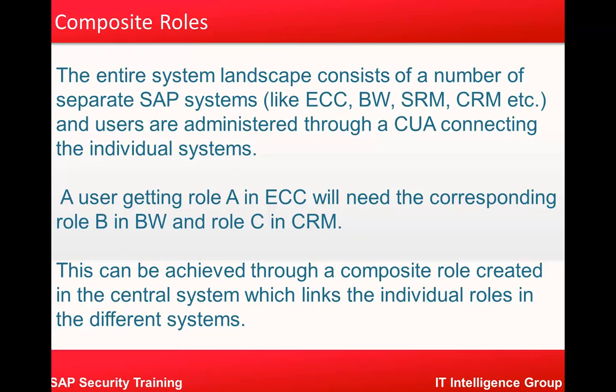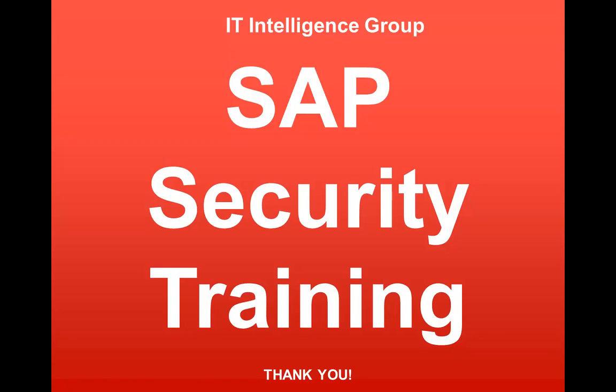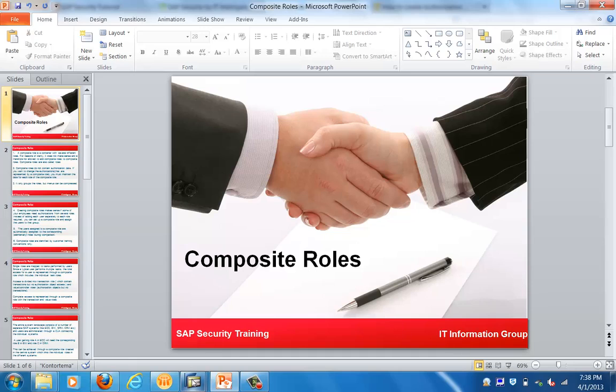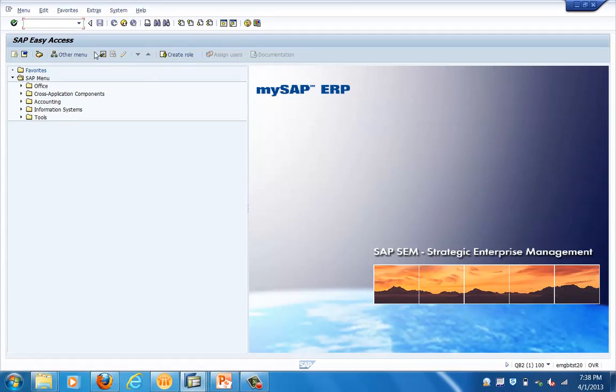So what we have seen is the entire system landscape consisting of a number of separate SAP systems. Basically you may have ECC system, BW system, SRM system, CRM, etc., and users are administered through a CUA connecting the individual systems. A user getting role A in ECC will need the corresponding role B in BW and role C in CRM. This can be achieved through a composite role created in the central system, which links the individual roles in different systems. So that is how we can use the composite role for defining the roles within an SAP system. Now let's get into the system and see how we create these composite roles in an SAP system.